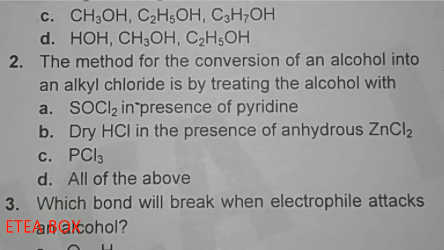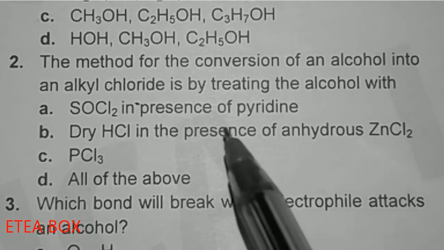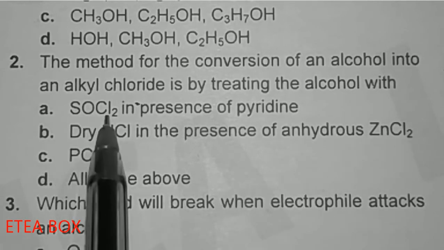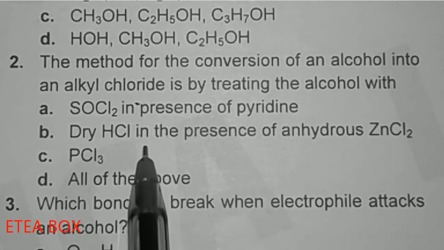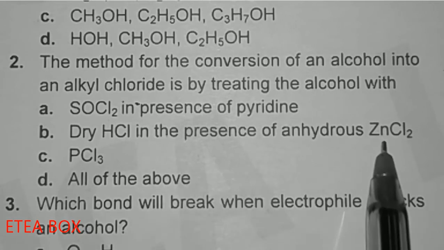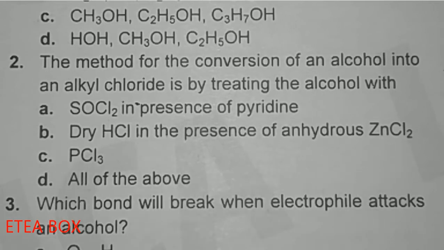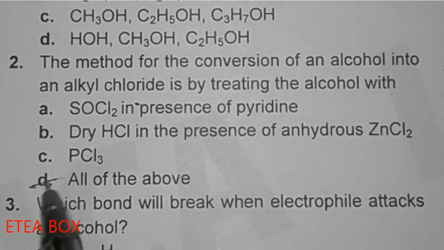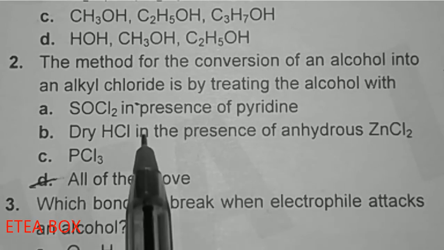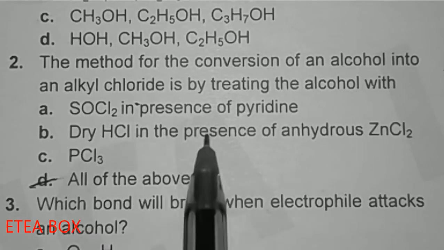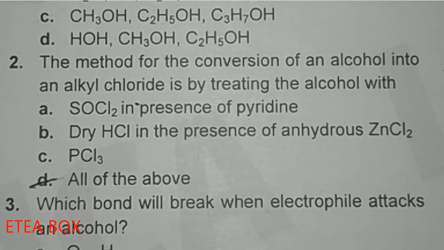The method for the conversion of alcohol into an alkyl chloride is to treat the alcohol with. So when we treat the alcohol with SOCl2 in the presence of pyridine, dry HCl in the presence of anhydrous ZnCl2, and PCl3, they will give the alkyl chloride, alkyl halide. Okay, so here option D is correct. All of the above, when we react them with the alcohol, will give the alkyl halide.